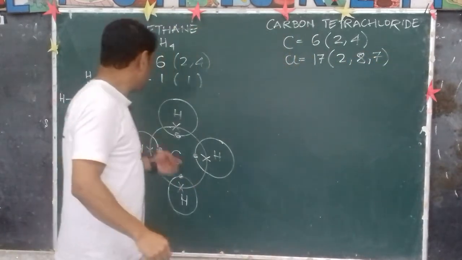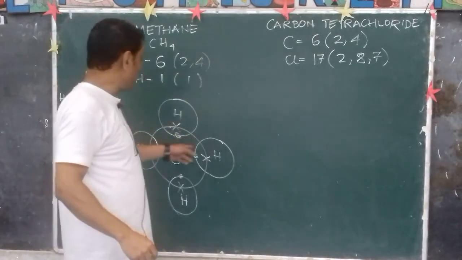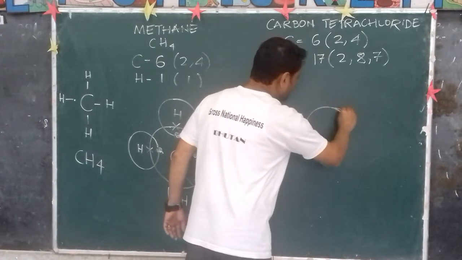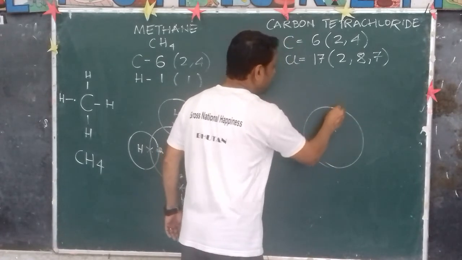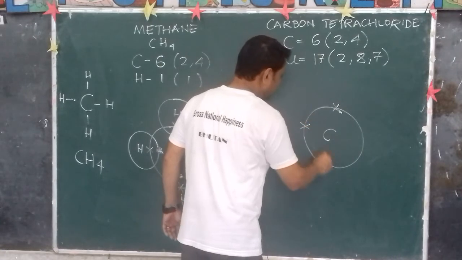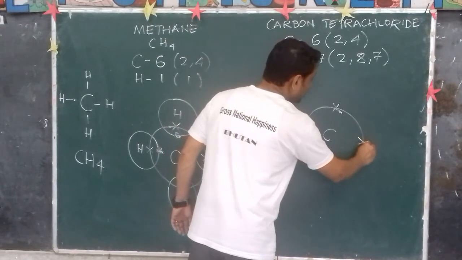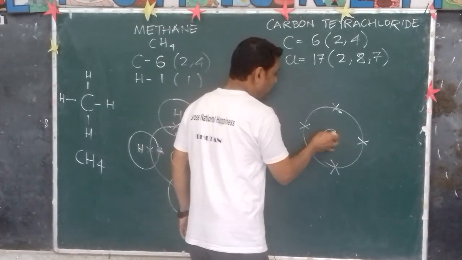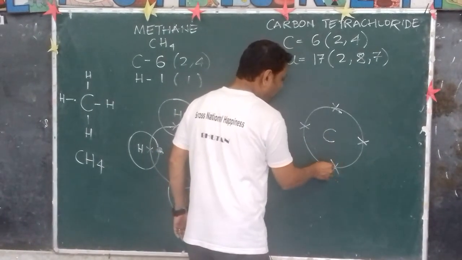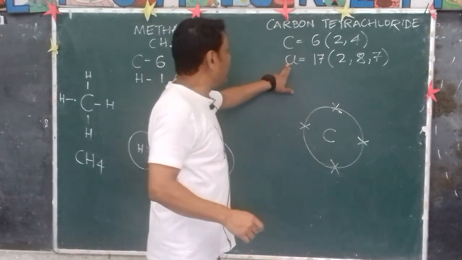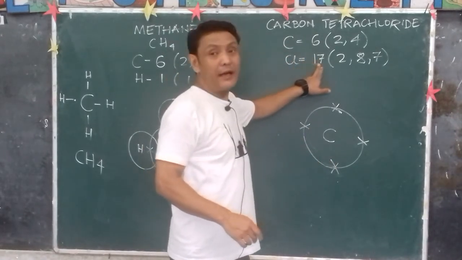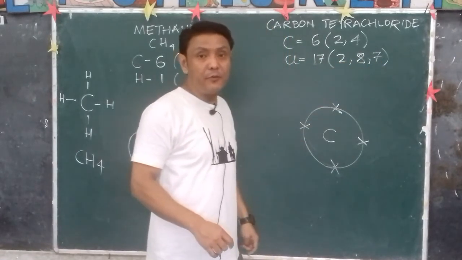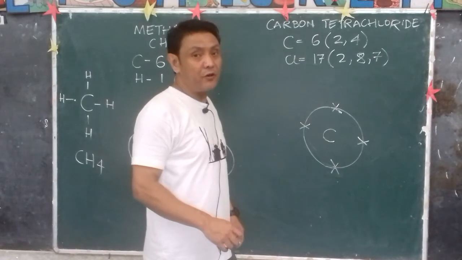Like before, we know that carbon has 4 electrons in the outermost shell. So this is a carbon atom having 4 electrons in the outermost shell. How many electrons does carbon need to be stable? Carbon needs 4 electrons to have a stable electronic configuration. Chlorine, atomic number 17, electronic configuration 2, 8 and 7. How many electrons does chlorine need to be stable? It needs 1 electron to be stable.